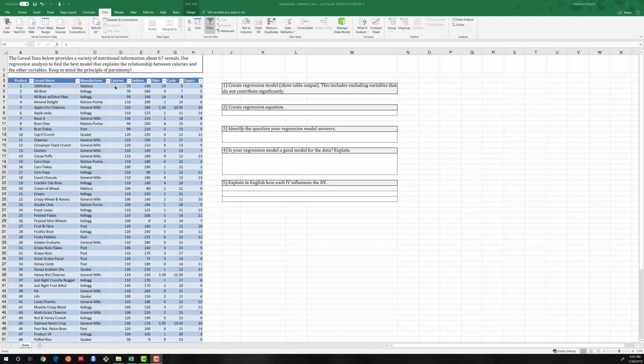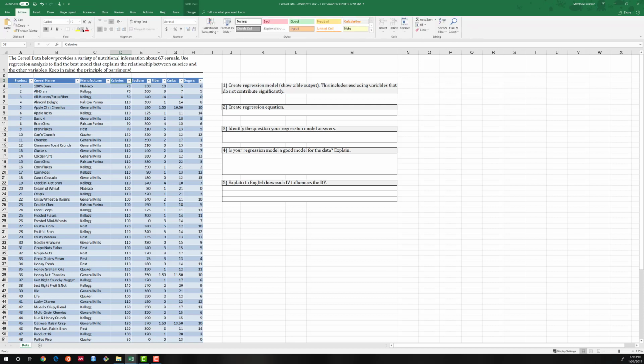When we set out to fit a regression model, one of the first things we have to decide, just like any regression model, is which of these variables is our dependent variable, our y variable. In this case, that's going to be our calories, because we're interested in what contributes to the calories. So we're just going to highlight that a different color to keep it straight.